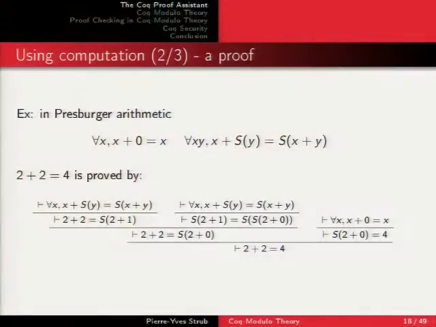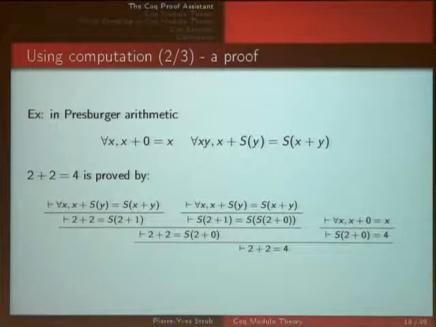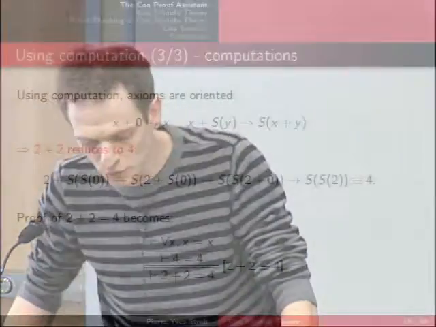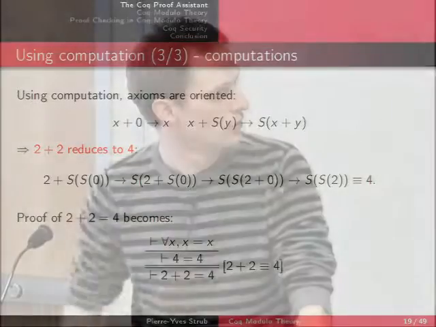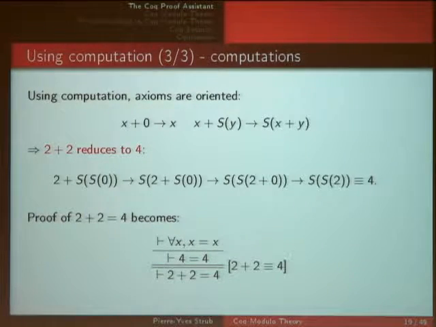If you go to Presburger arithmetic, where you have 2 axioms of this logic, then 2 plus 2 equals 4 is a full proof. Okay, here's this big tree, where you have to apply this axiom 2 times and this one some number of times. But if you start to orient this axiom from left to right, then 2 plus 2 will compute to 4. And then a proof of 2 plus 2 equals 4 is no more a proof. It's just the application of reflexivity of equality.